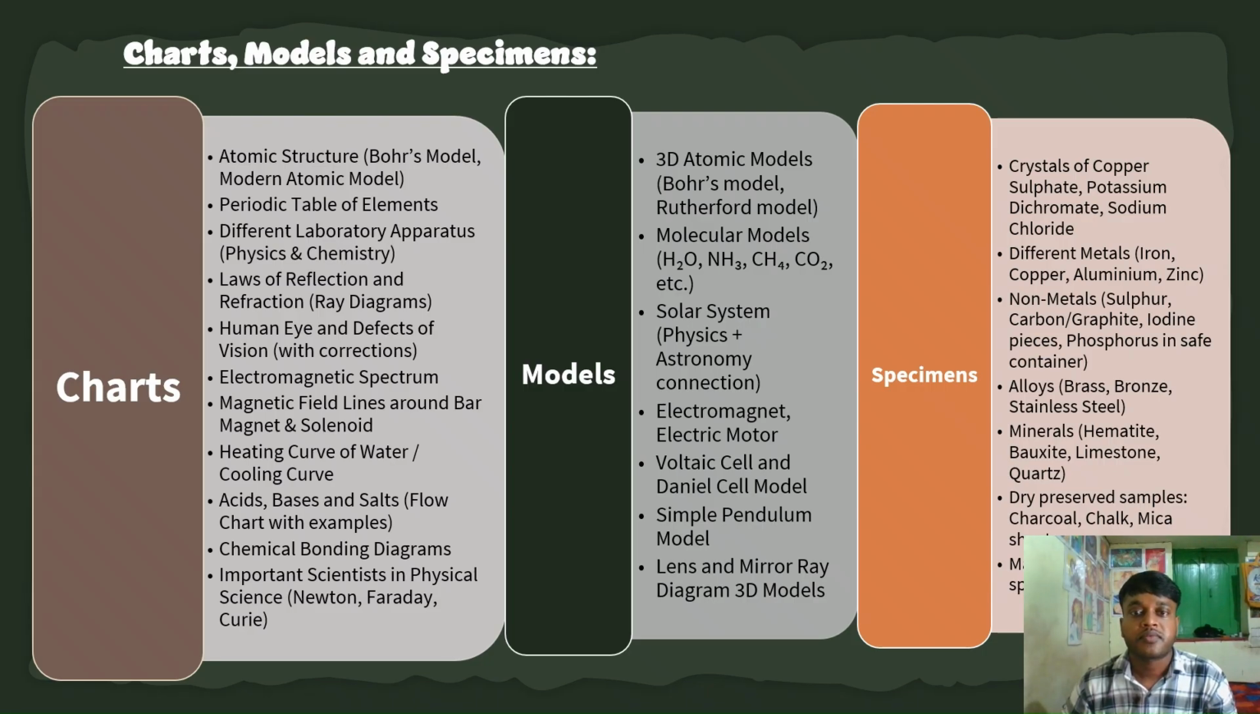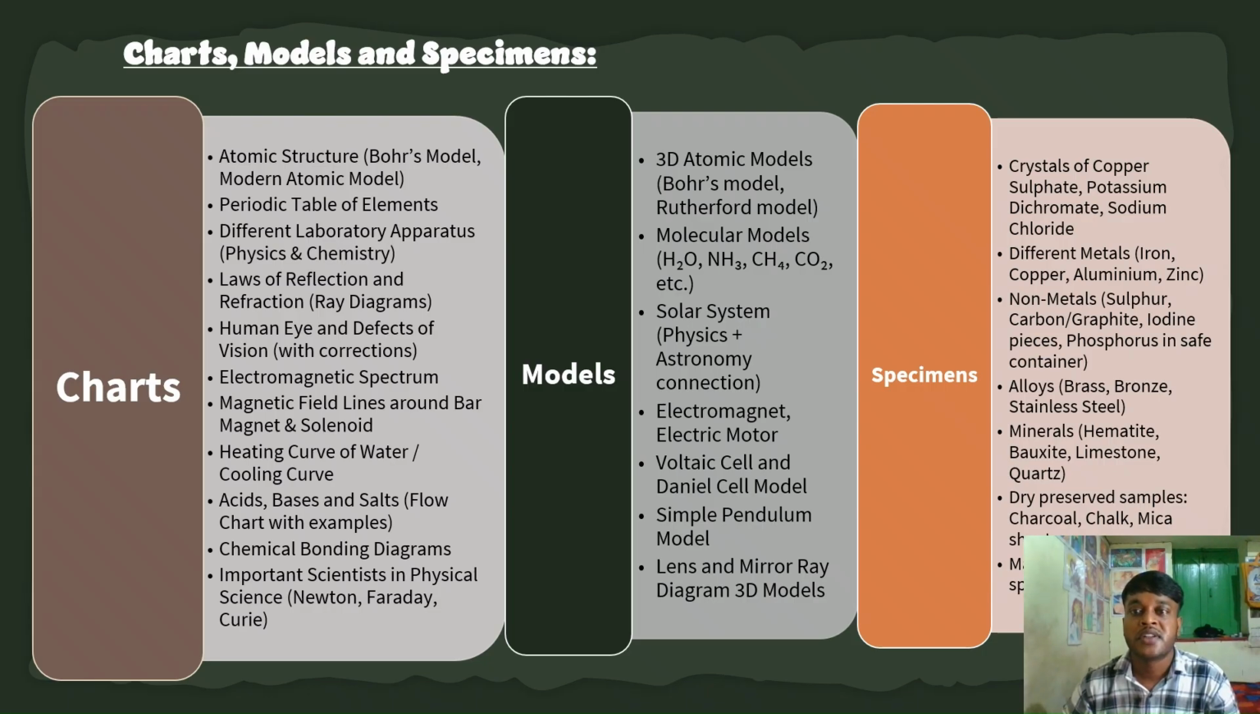Models should include 3D models of the Bohr and Rutherford models, molecules like H2O, NH3, CH4, CO2, etc., the solar system for the physics and astronomy connection, electromagnet, electric motor, voltaic cell, Daniell cell, simple pendulum model, lens and mirror diagrams, 3D models, etc.